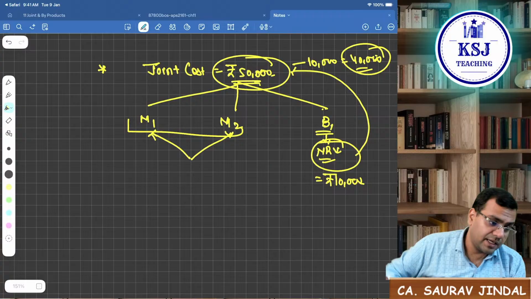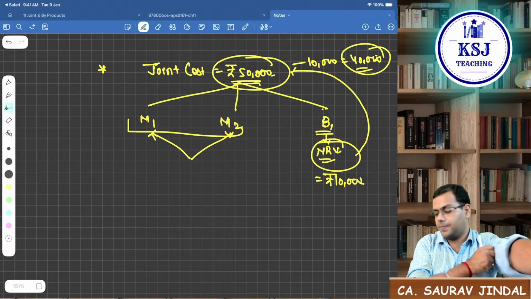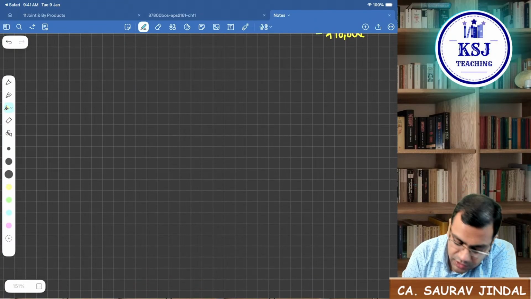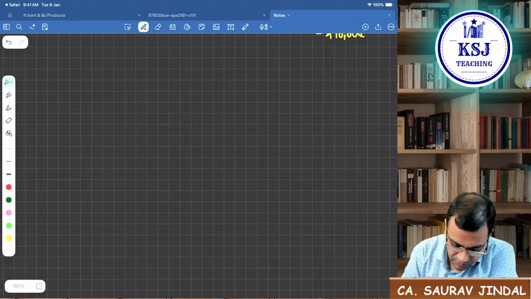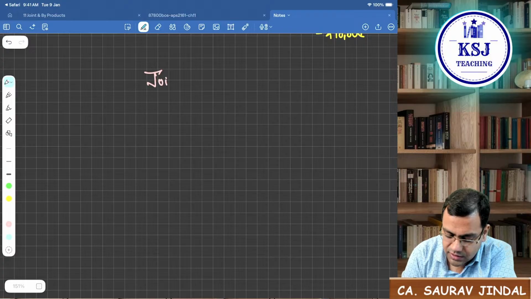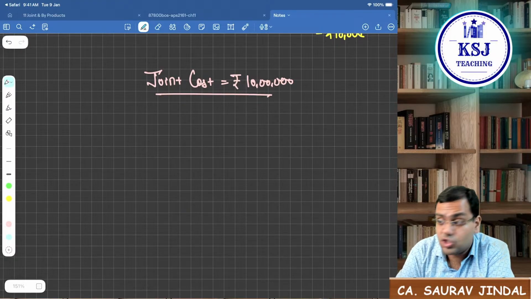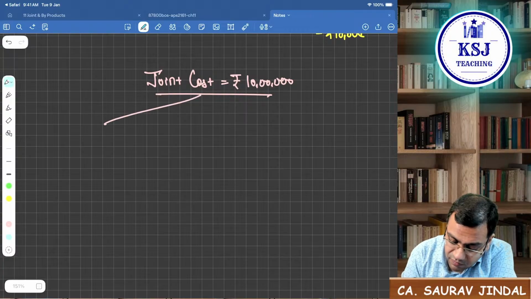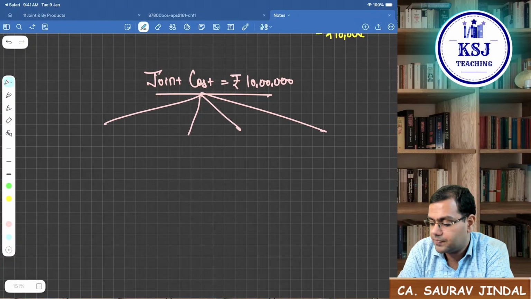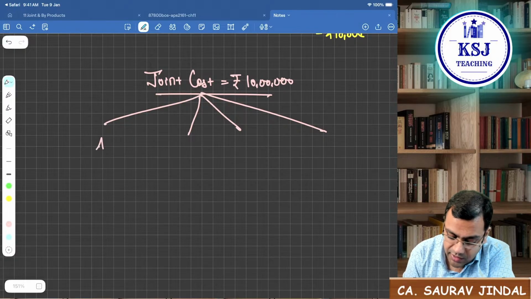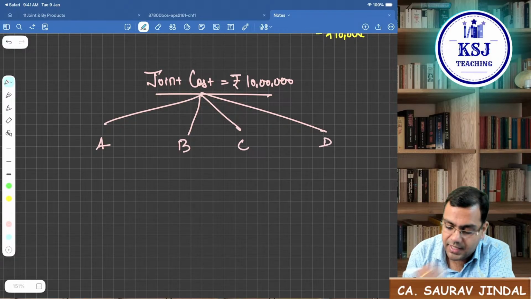Another type is where they will give you the joint cost. Let's say the joint cost is rupees 10 lakh. Now, by incurring this joint cost, you are getting 4 products: product A, product B, product C, product D.